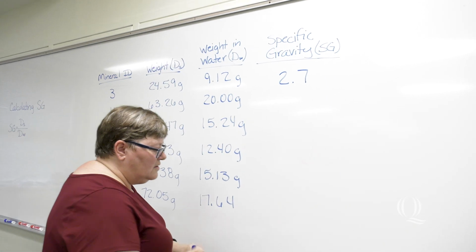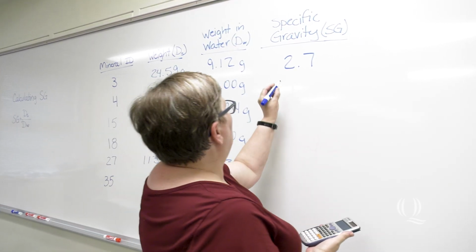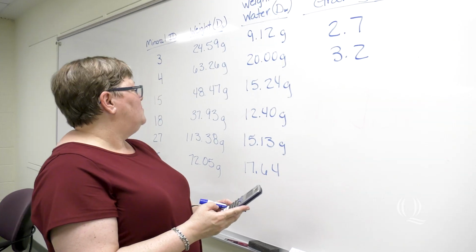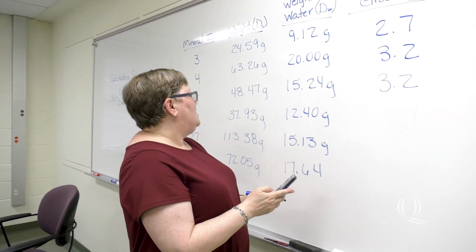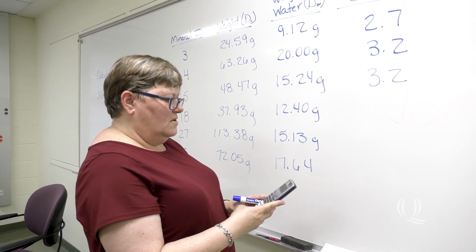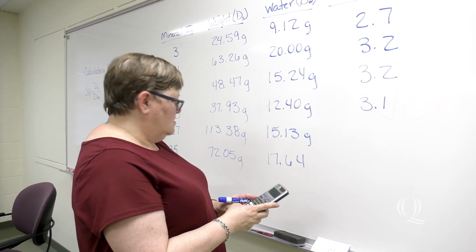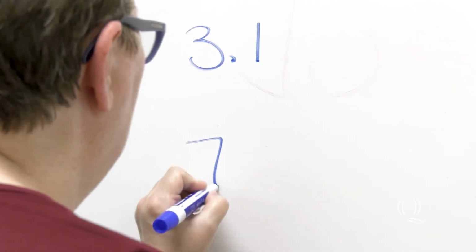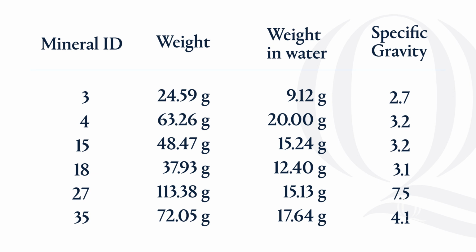And there's no unit here. Then we're going to do our 63.26 divided by 20. It's 3.2. 48.47 divided by 15.24 is 3.2. We have 37.93 divided by 12.4. So that's 3.1. 113.38 divided by 15.13, 7.5. And finally 72.05 divided by 17.64 is 4.1.